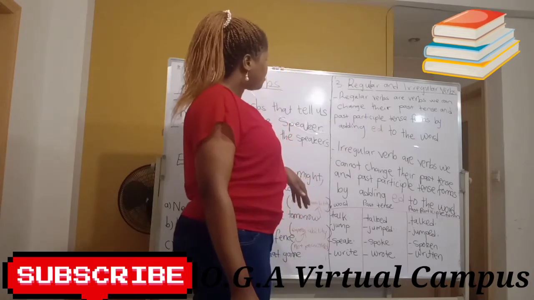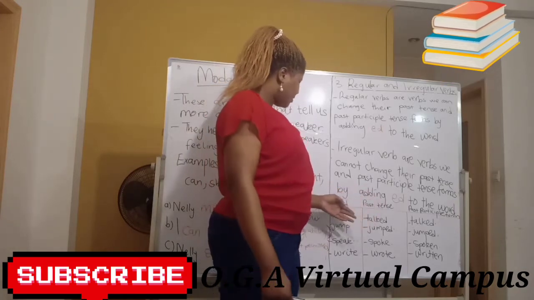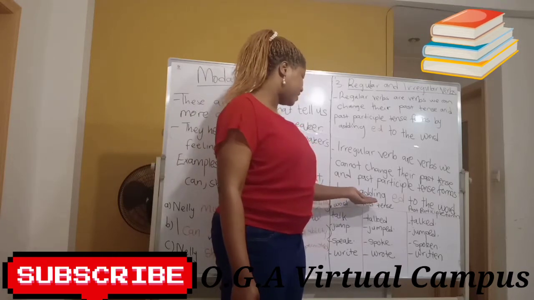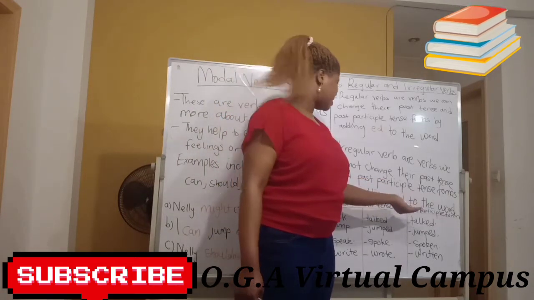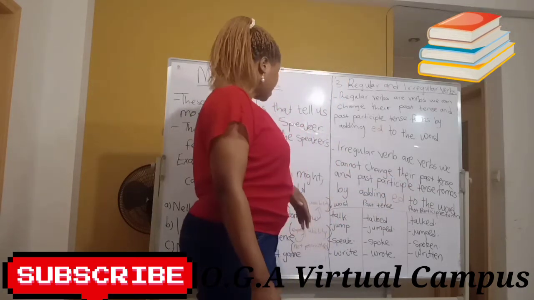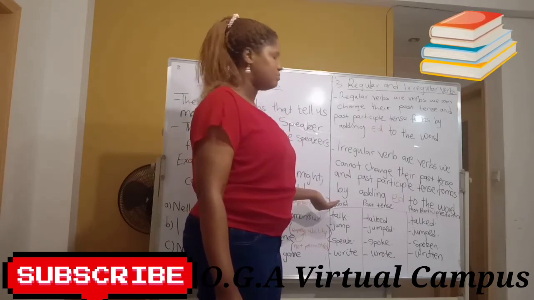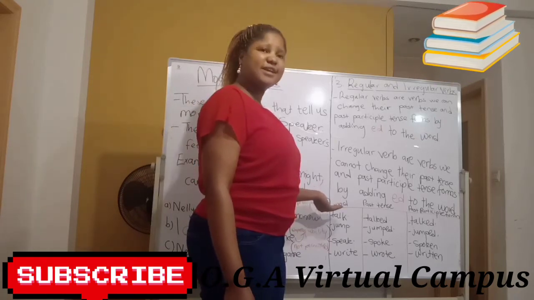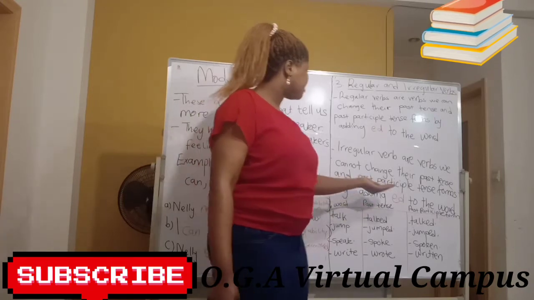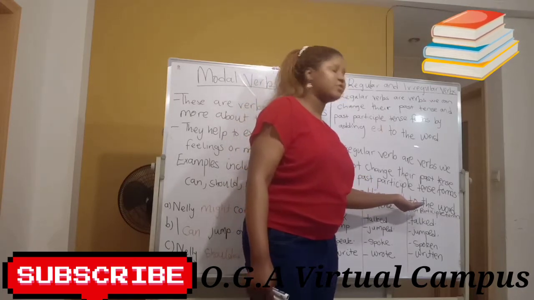Okay? Now, let's look at this example that I have. The first column here is for the word, the second column is for the past tense, and the third column is for the past participle tense or form. Okay? So, the first word that we have here is talk. The past tense of talk is talked. And the past participle tense of talk is talked.